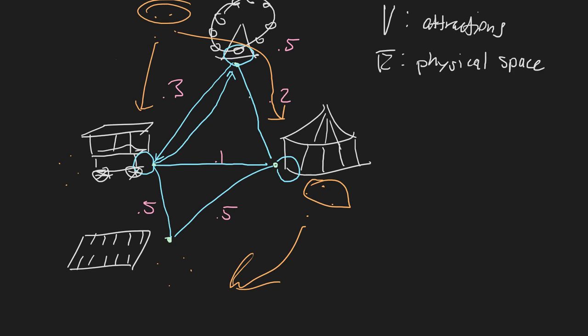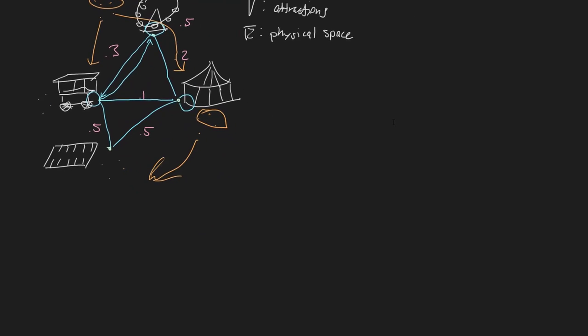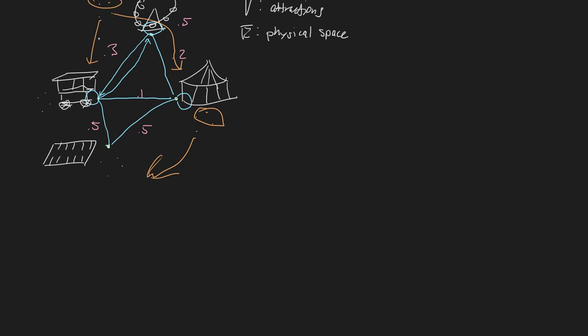Let's put web pages into the same framework. So in the case of web pages, our vertices would be web pages, and our edges now are hyperlinks.